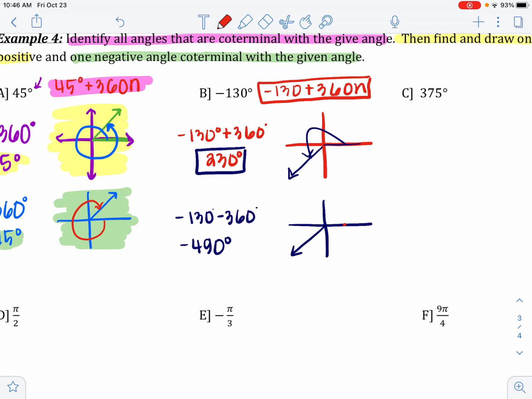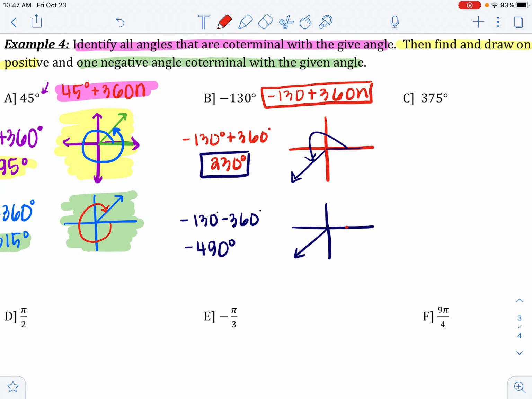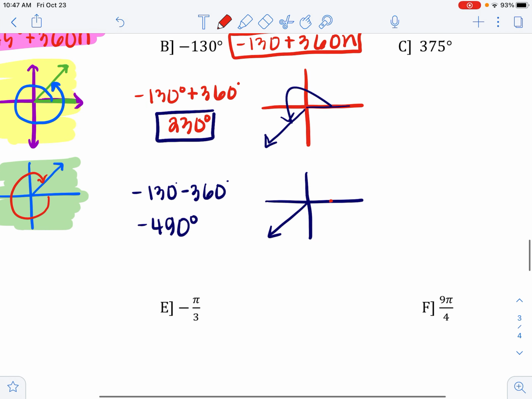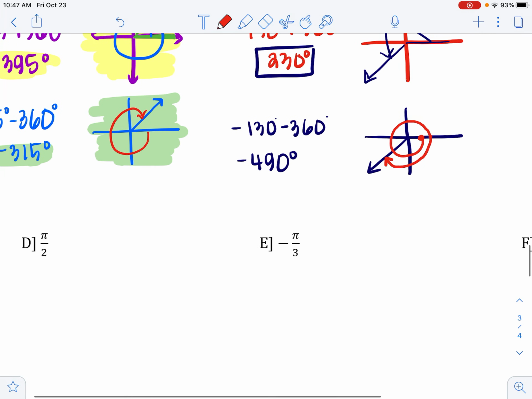Remember, you have to start at your positive x-axis. So I'm going to put a little dot there so you can see it. I'll start there and go this direction because it's negative. I'm going to go one full rotation, 360 degrees, and then keep going until I hit my terminal side, and that's my angle. Notice it starts at my positive x-axis, goes a full rotation and then more. So there is that answer.